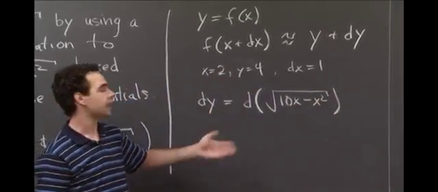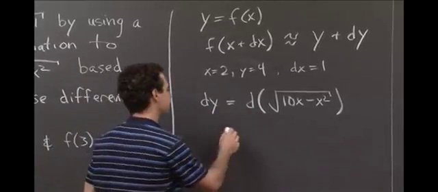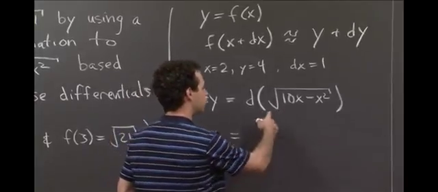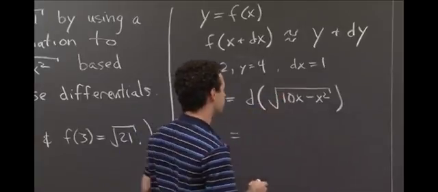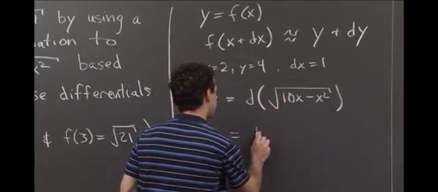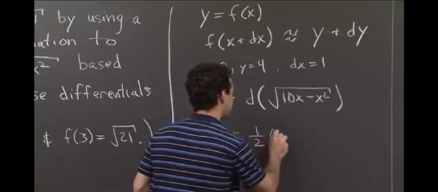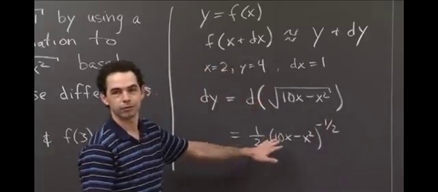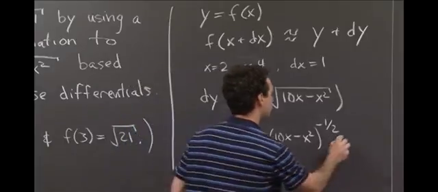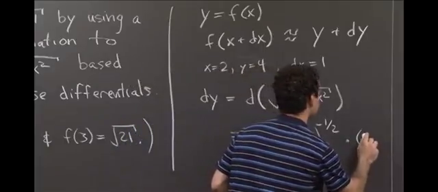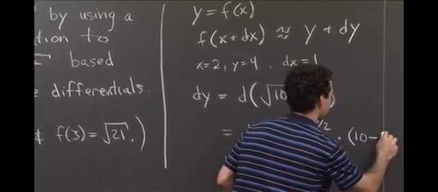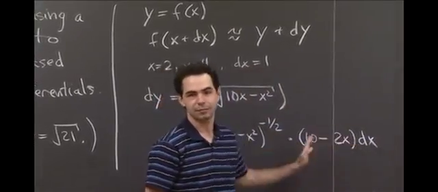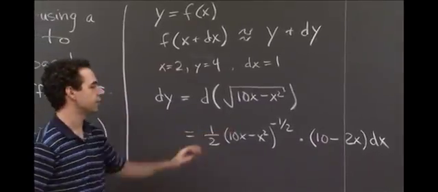To compute this differential, we just use our straightforward rules. We take a derivative, and then we have dx's where necessary. The outermost function is the square root function, so this is going to be 1/2 times 10x minus x squared to the minus 1/2. That's 1 over the square root of 10x minus x squared. And now I need to multiply by the derivative of the inside function, which is 10 minus 2x dx. Really, it's 10 dx minus 2x dx, but I just pulled that dx out in front. So we have a differential equal to a differential.